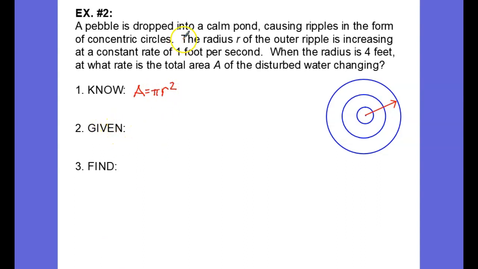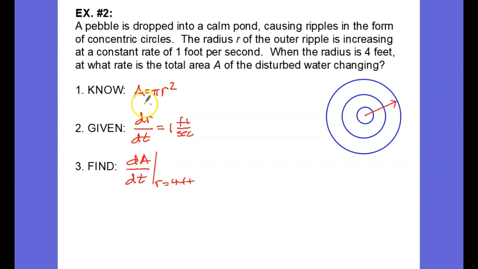We're told that the radius r of the outer ripple is increasing at a constant rate of 1 foot per second. And so we can express that as dr/dt, change in radius as a function of time, is equal to 1 foot per second. Now let's see what we've been asked to find. When the radius is 4 feet, at what rate is the total area changing? So we're looking for dA/dt evaluated at r equals 4 feet.